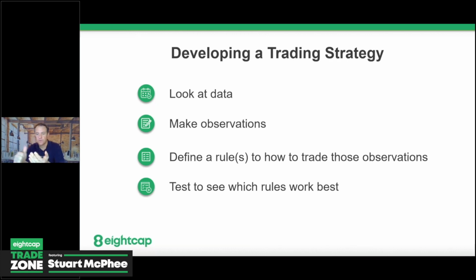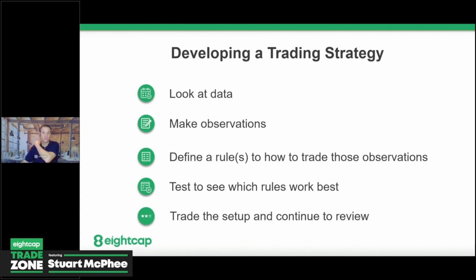So we've looked at price, we've made observations, and then we've defined rules on how, if I saw that for real right now, what rules could I follow to actually get me into a trade? That's all we're trying to do. Then we go and prove or disprove that. We go and test that theory. And then of course, we can trade that for real, continue to review it, continue to modify it, improve it, hopefully, and finally work our way towards a set of rules that we can have confidence in.